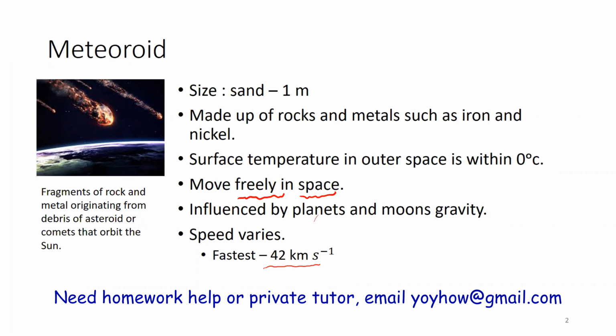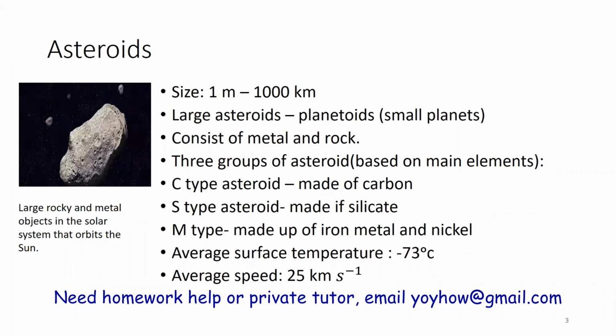Next we have the asteroid. An asteroid is a large, rocky, and metal object in the solar system that orbits the sun. You can see here it is rock, and it is also made up of metal. Mostly the metal is iron and nickel. A large asteroid we call a planetoid. In other words, it's a small planet.